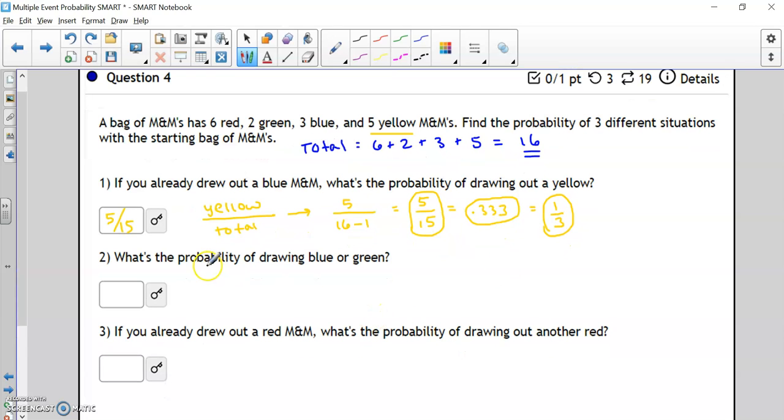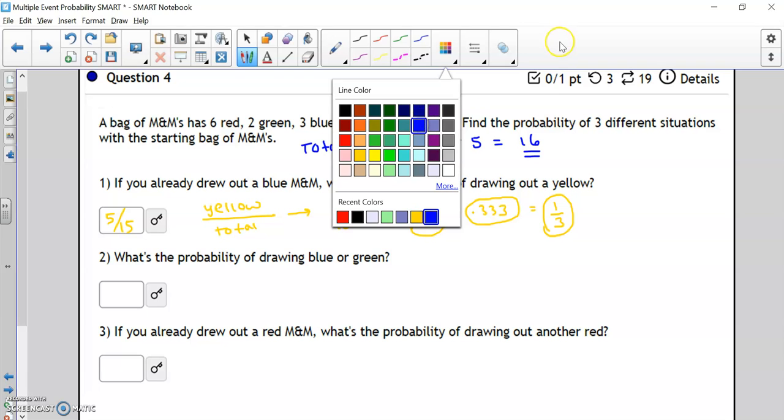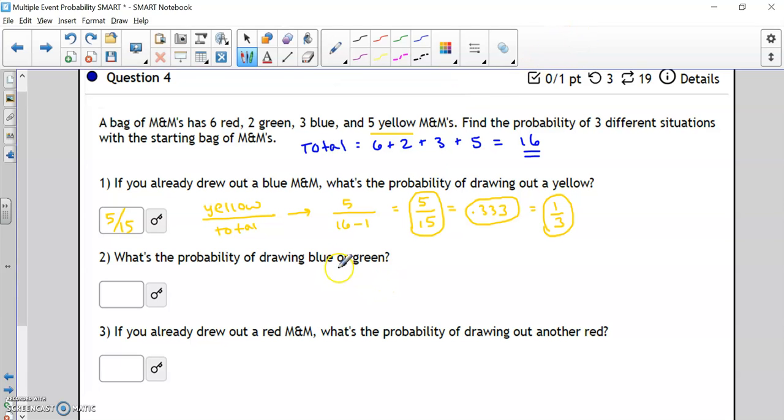All right, so number 2, what's the probability of drawing blue or green? This is a completely separate problem from number 1. See how I said 3 different situations, so don't even take this first problem into consideration. So blue or green, okay? That means that we're content with drawing either of those. So the probability of drawing blue, well, there's 3 blues. So let's first represent what we're looking for here. When we're looking for an OR probability, we have to add them. Okay, so we got to add the blue and green and put them over the total.